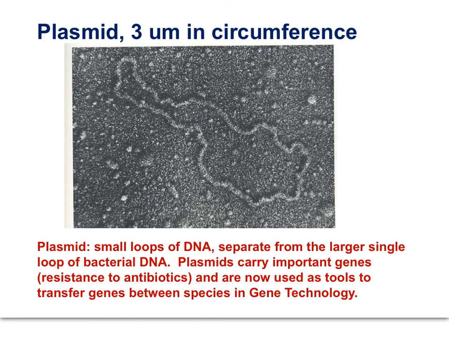Here's a micrograph showing the plasmid of a prokaryotic cell. Plasmids are small loops of DNA separate from the larger single loop of bacterial DNA. Plasmids carry important genes, such as resistance to antibiotics, and are now used as tools to transfer genes between species in gene technology. Stay tuned.